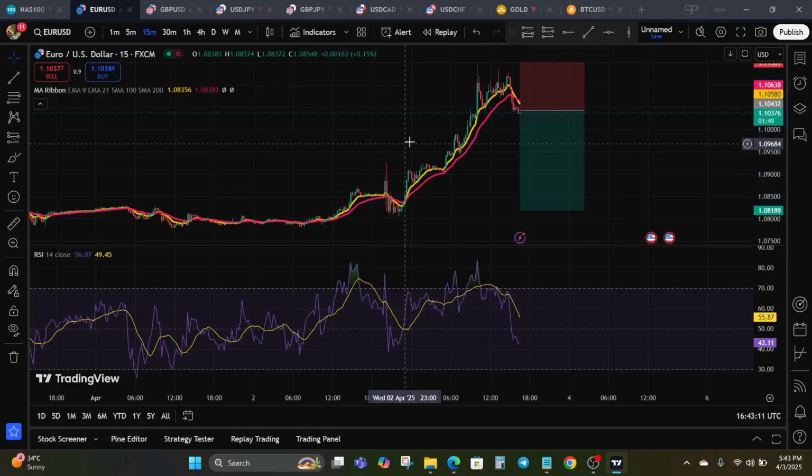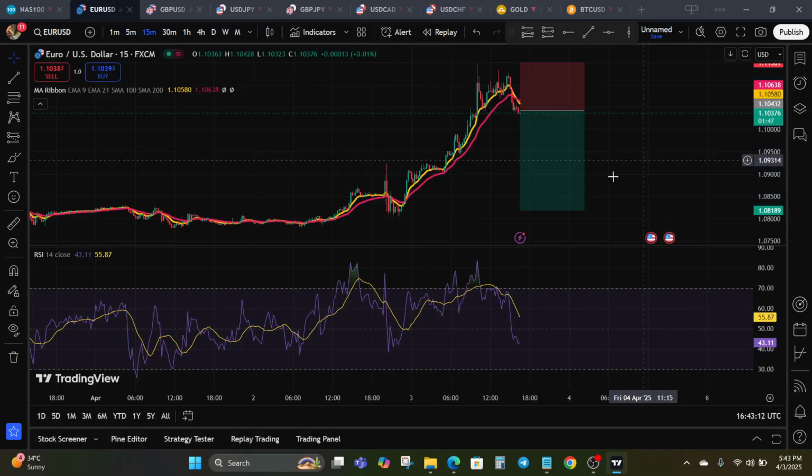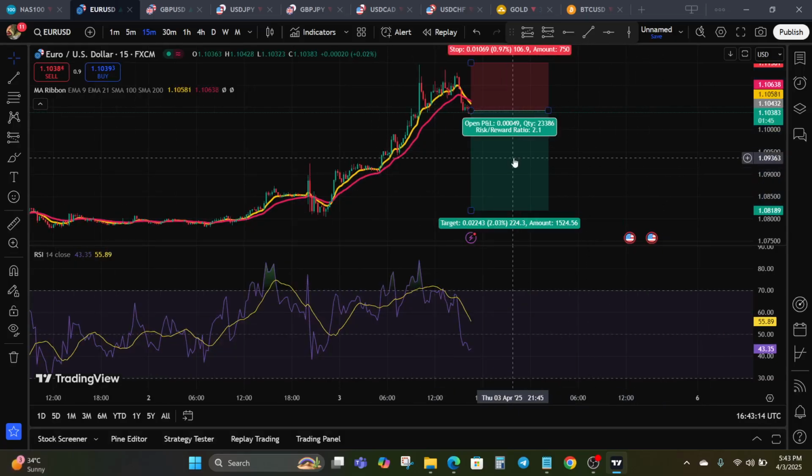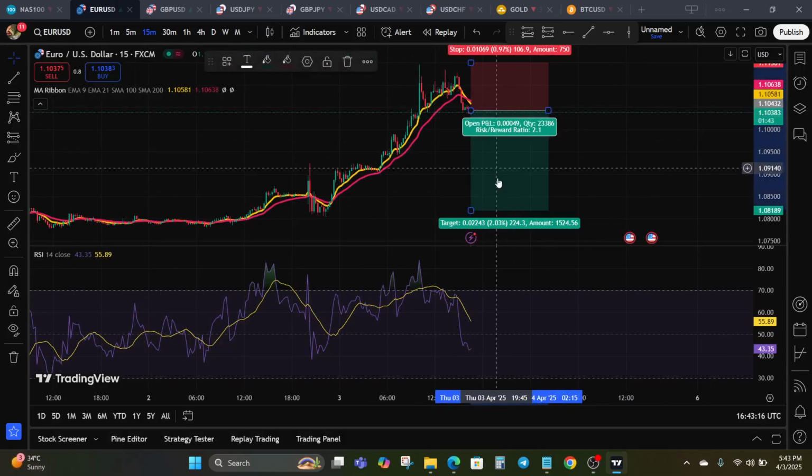Key support zones for your take profit. Just ensure that you have a good risk to reward ratio. For example, in this case, we're having a risk to reward ratio of about 1:2.